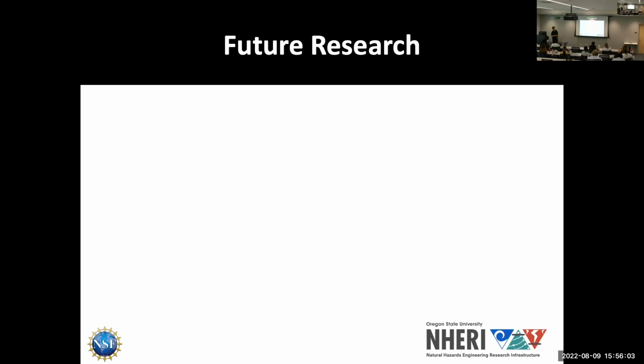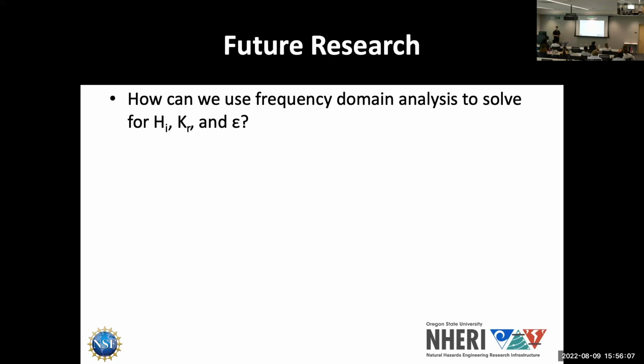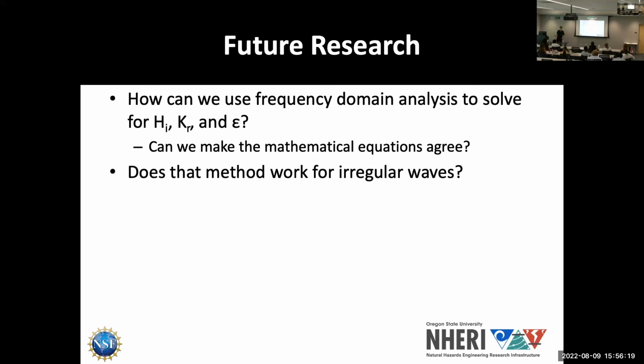So for future research, we have a few questions that we still need to answer. One is the one we started with, which is how can we use the frequency domain analysis to solve for HI, K sub R, and epsilon? And the more focused question is, can we make those mathematical equations agree for A and B that I showed earlier? And then the natural next step for that would be, can we extend that same method to irregular waves?